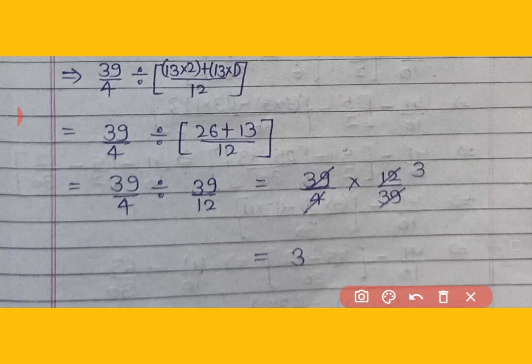As you know, whenever fractional division is given, the number just on the right side of the division sign will be reciprocal. So 39 upon 12 will be reciprocal and it became 12 upon 39. And the division sign changed into multiplication. So 39 divided by 39 directly divides one time and 4 3s are 12. So our answer is coming 3.